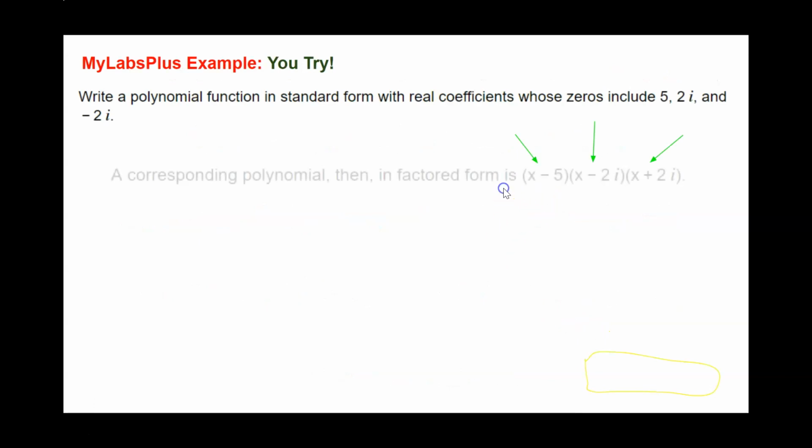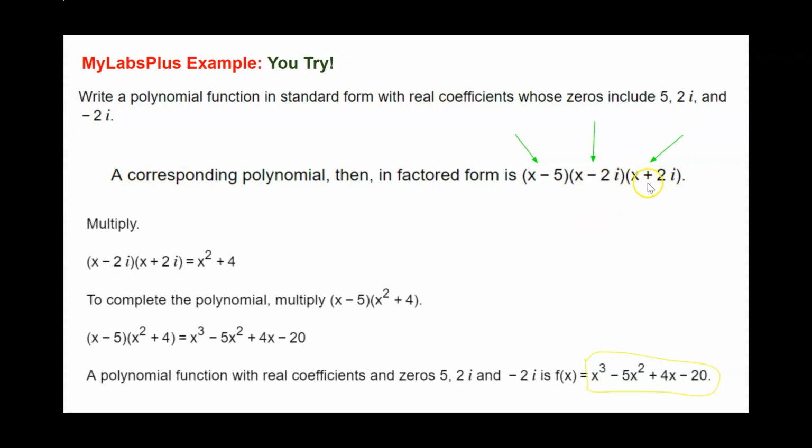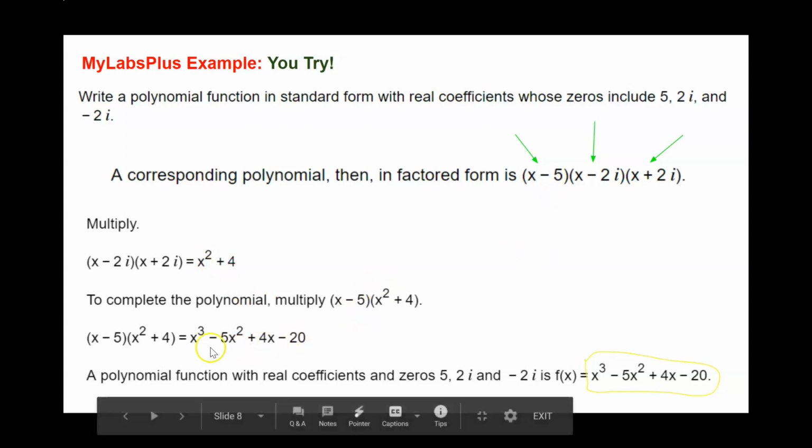So here's just another example. If we have a +5, to make it a factor, we make it x minus 5. We have a positive here, we make it a minus, and we have a minus here, we make it a plus. Again, multiply the two i's parts, these factors, together to make the problem a little easier. Get to this part, x squared plus 4. Then we multiply the last part we didn't do yet, and we get this whole polynomial here.